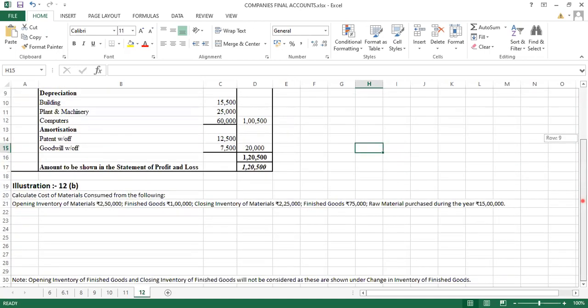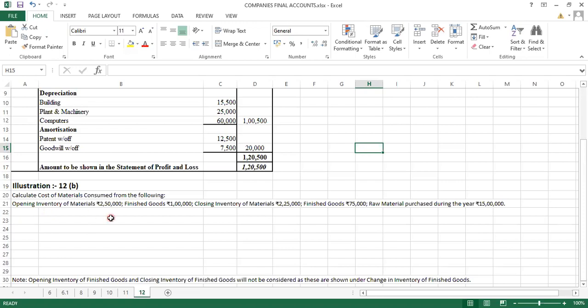Now next one. Calculate the cost of material consumed from the following. So here you have to find out the cost of material consumed. Where do we write the cost of material consumed? We write it down under the statement of profit and loss, within the expenses heading, we write down the cost of material consumed.